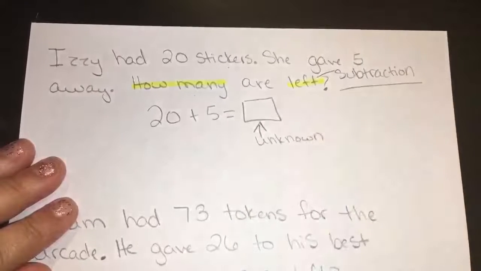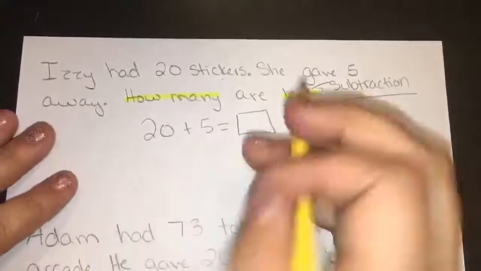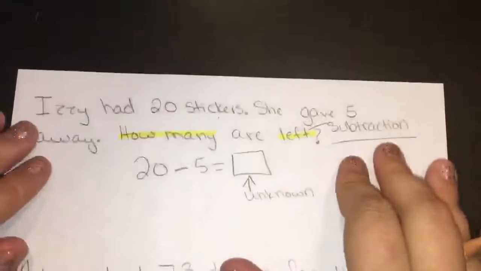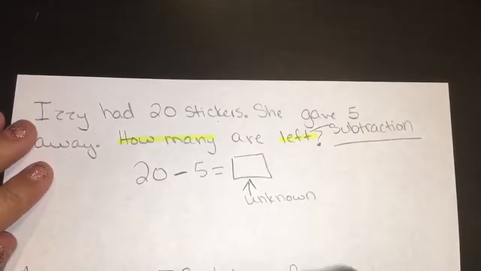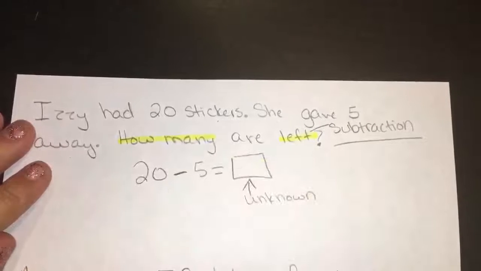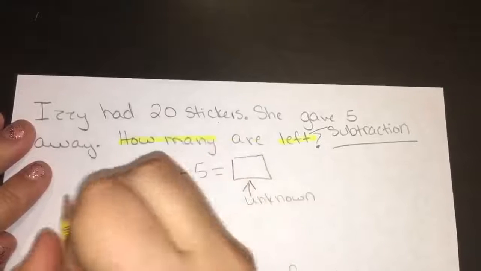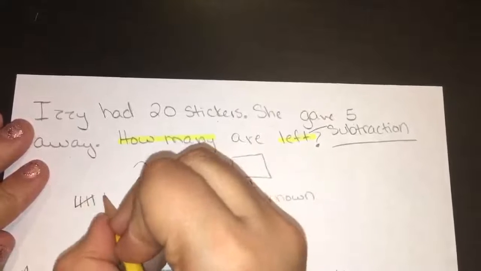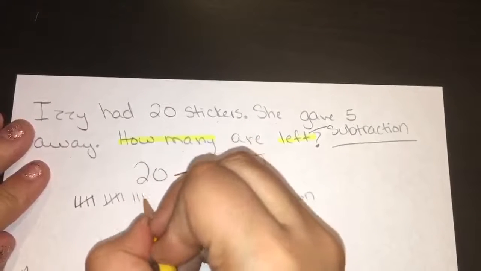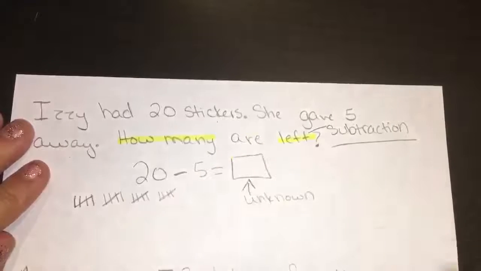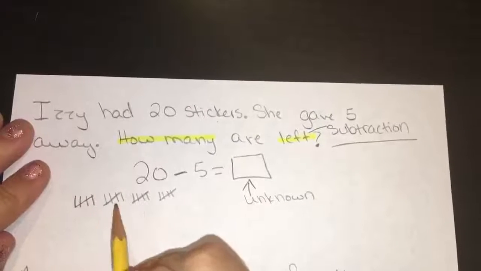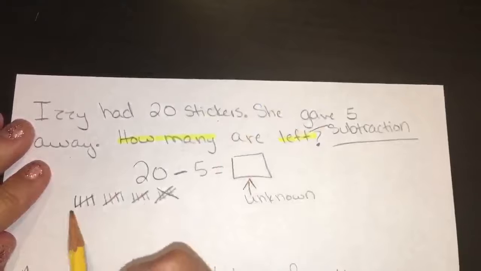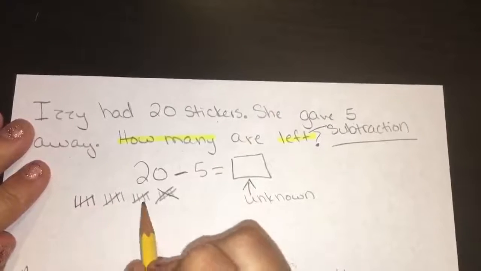Now, 20, oh, I made a mistake. I hope you caught it. 20 minus 5 equals unknown. So let's take a look here. We can use tally marks for this one, for our picture. 1, 2, 3, 4, 5. So we need 4 sets of 5. Okay, so this is 5, 10, 15, 20. Well, let's take away 1, and we're left with 5, 10, 15.